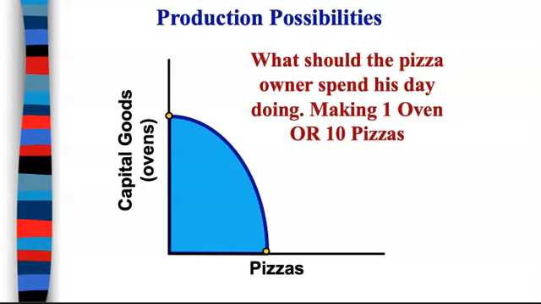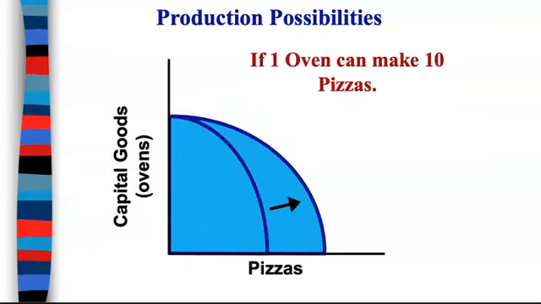Well, which one of these things would lead to more growth in the future? If all he does is make pizzas today, he's still only going to be able to make 10 pizzas tomorrow and still tomorrow only be able to make one oven. But if he chooses this point and emphasizes the capital goods today, making the pizza oven, tomorrow he'll be able to make 20 pizzas because he'll have 2 ovens. All right, so this leads to that greater economic growth.